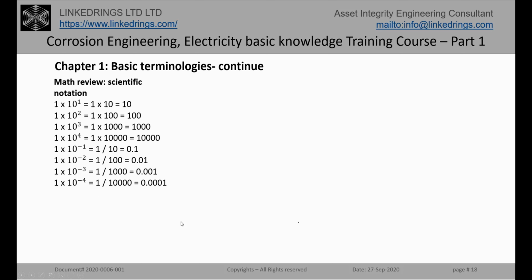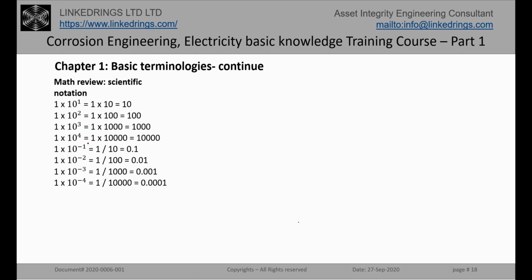Let's review some math here. What is 10 power 1? 10 power 1 means 10. Simple. 10 power 2 means 100. It means 10 times 10, 2 times. 10 power 3 means 10 times itself 3 times. So 10 times 10 times 10 means 1,000. 10 power 4 means 10 times itself 4 times. So 10 times 10 times 10 times 10 is 10,000.